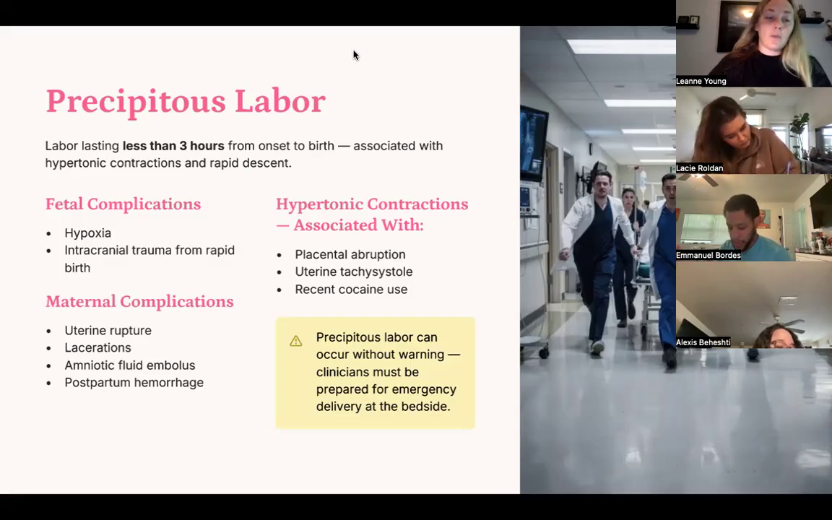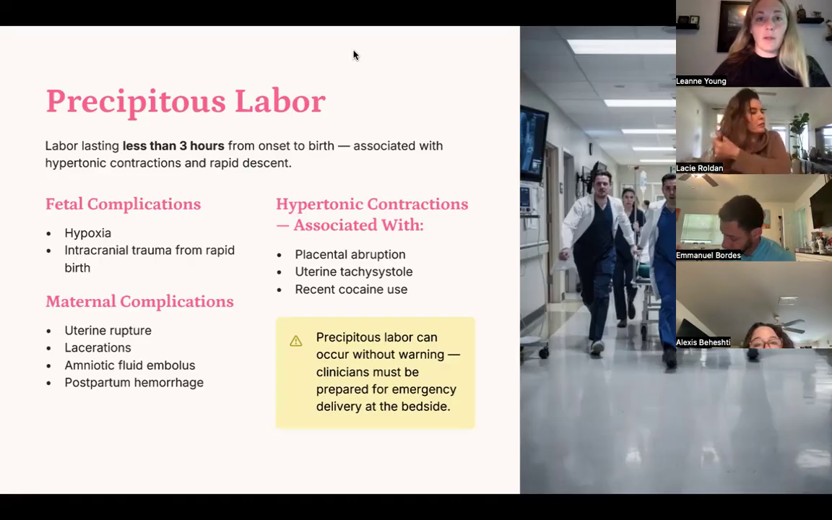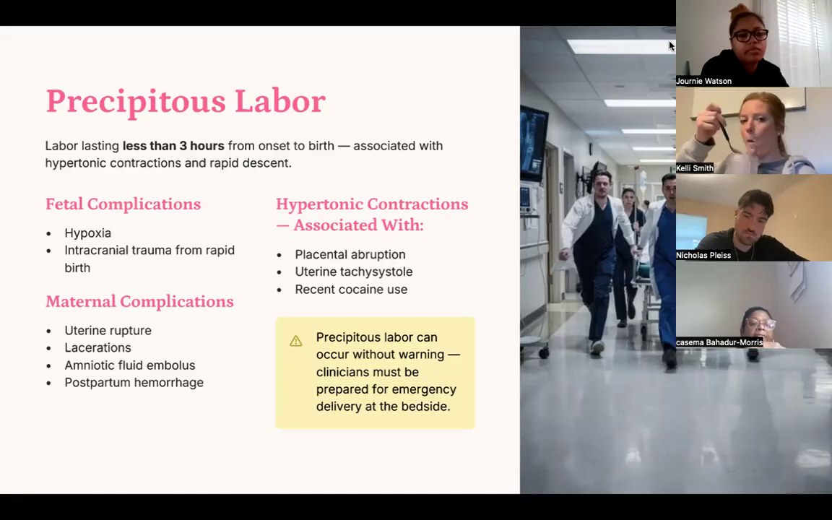Other ones would be uterine rupture. That is because your uterus is working so hard for such a short amount of time, but if it's hypertonic contractions, you have contractions every minute, and we're not giving that uterus adequate enough time to refill and to oxygenate in between each contraction, it can disrupt the uterus and it can lead to a rupture.